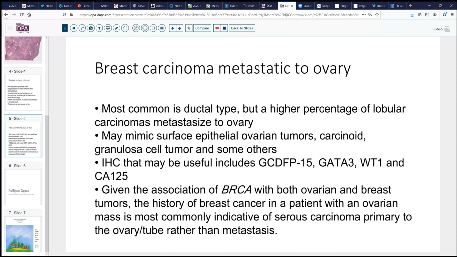We've mentioned the immunoperoxidase stains that may be helpful in this specific instance. GCDFP15 and GATA3 would be positive in breast cancer. WT1, PAX8, CA125 would be positive in most primary ovarian tumors. And given this association with BRCA, we do have to think about both the possibility of primary ovarian carcinoma as well as metastatic disease. Primary ovarian carcinoma will be more common than metastatic breast cancer in the majority of patients with this history. So though the history can be helpful, it does not firmly establish the diagnosis.